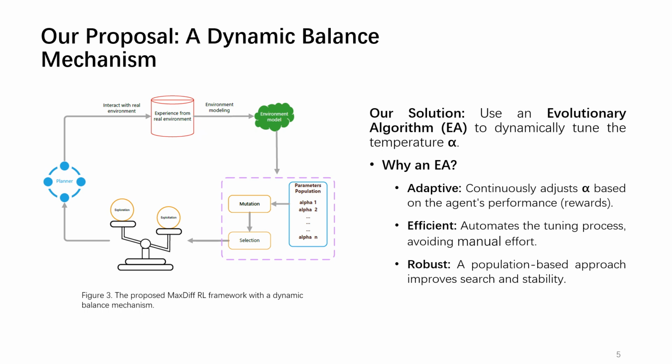Why did we choose an EA? For three main reasons. First is adaptive. It can continuously adjust alpha based on the agent's actual performance, measured by its reward. Second, it's efficient. It completely automates the training process, avoiding tedious manual work. And third is robust. The population-based nature of EAs improves the search for a good solution and enhances stability.